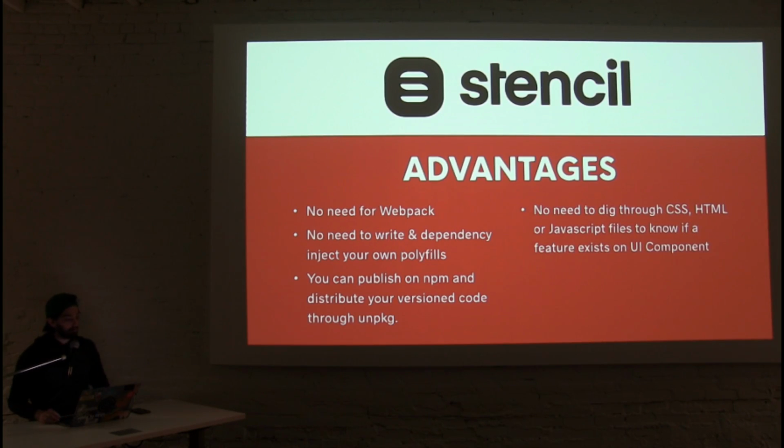There is no need to dig through CSS, HTML, or JavaScript files to understand if a feature exists on a piece of UI, which is really handy because sometimes you have to dig around and search for something that it turns out was deleted. And that's never good to discover. The interface with Stencil is ridiculously tiny. There are only 5 JavaScript decorators that you'll often use, which are @Component, @Prop, @State, @Watch, and @Method. And then there are 3 others that let you handle events, which are @Event, EventEmitter, and @Listen. So, super tiny interface with Stencil.